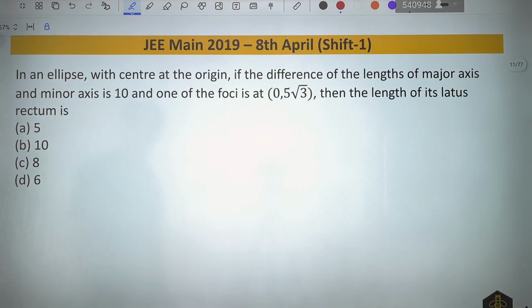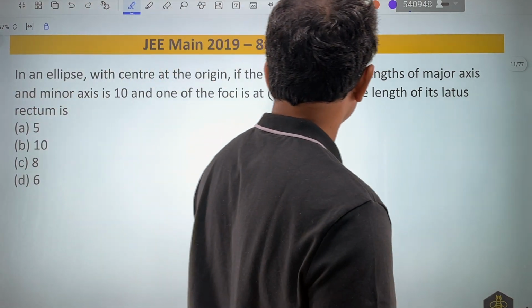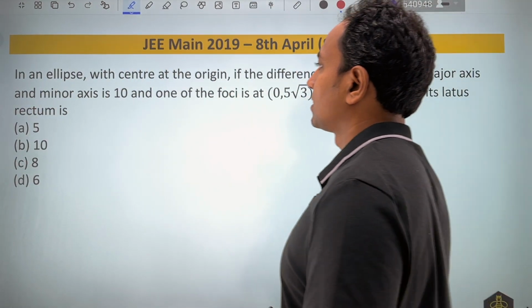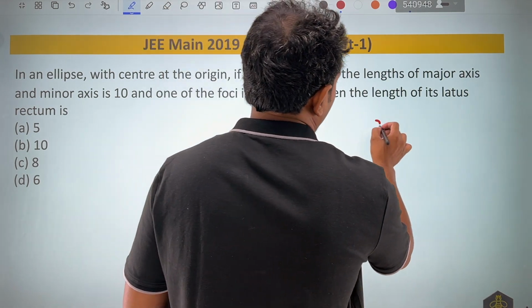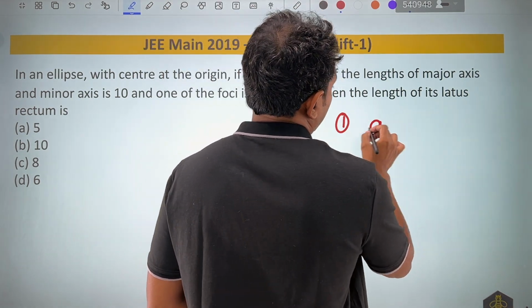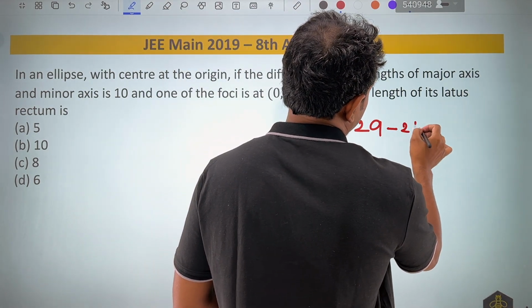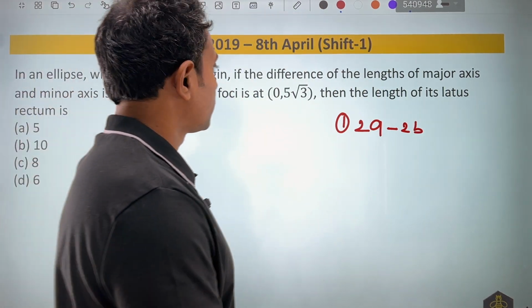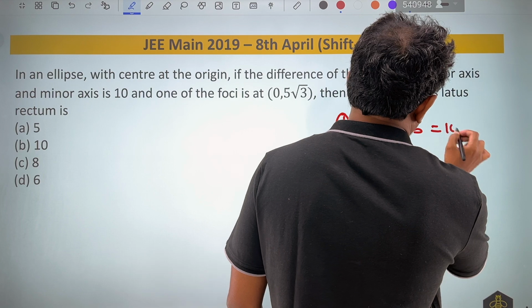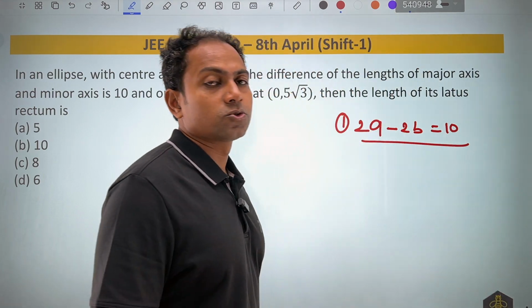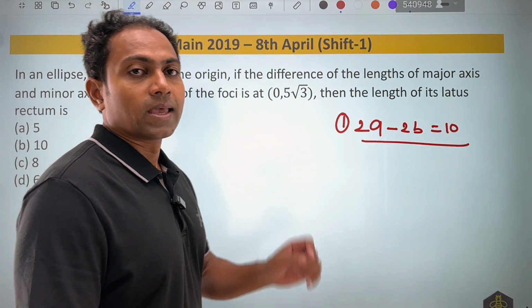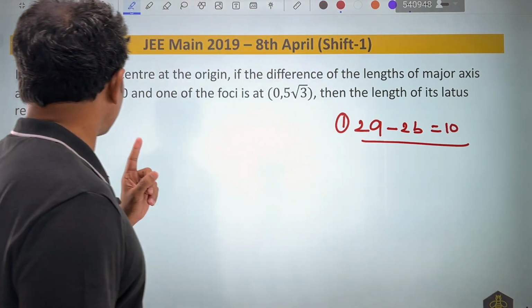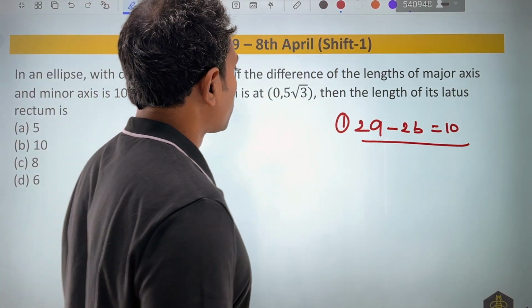Moving towards 2019 question says that in an ellipse with the center at origin, if the difference between the length of the major axis and minor axis is 10. So what they have given in the first part is the length of major axis and minor axis is 2a and 2b. So the difference between them is given as 10. Here a common mistake that people will do is they will assume a minus b as 10. A is not the length of major axis, 2a is the length of major axis, and this is a very important point to remember. One of the foci they have given.